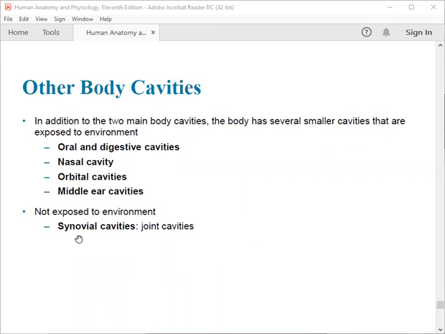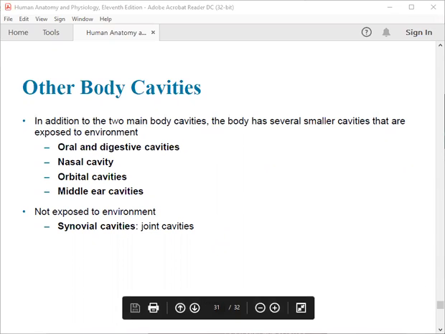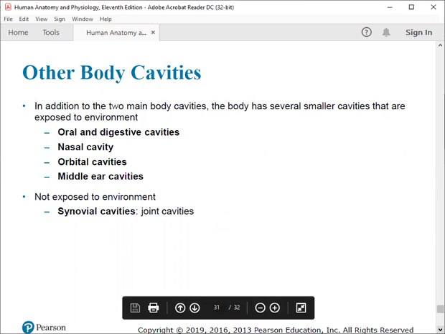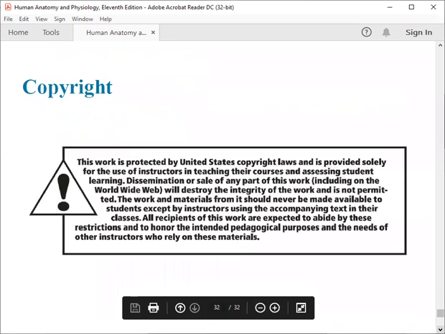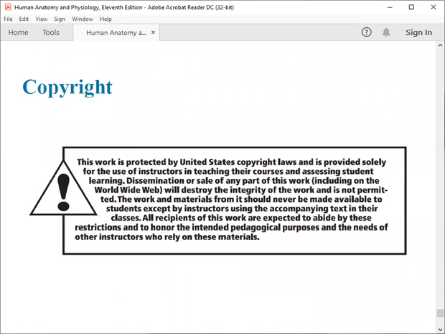Then you have synovial cavities. Synovial fluid is fluid that is contained in synovial joints, which are freely movable joints. And that acts as lubrication for those bones to slide past each other, which we'll get to later on in the session. All right, so hopefully that was helpful for you.